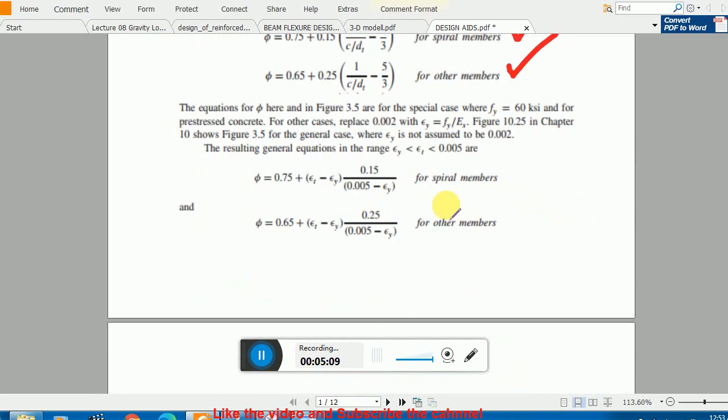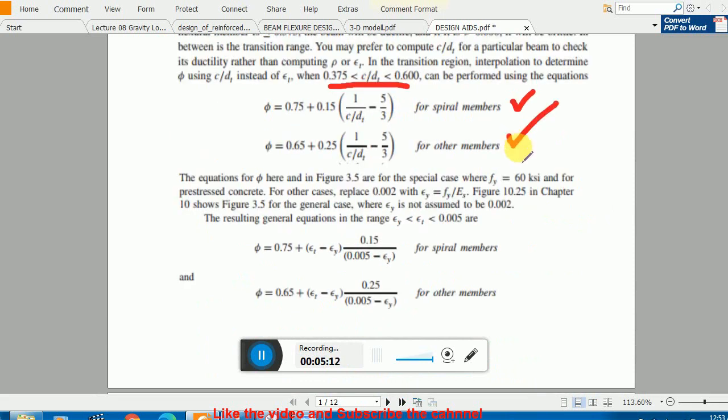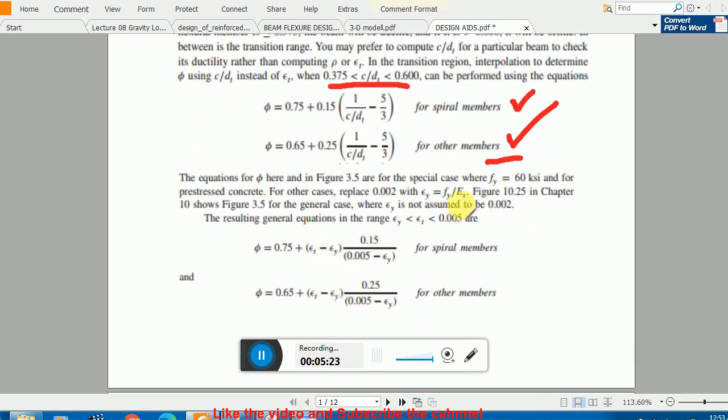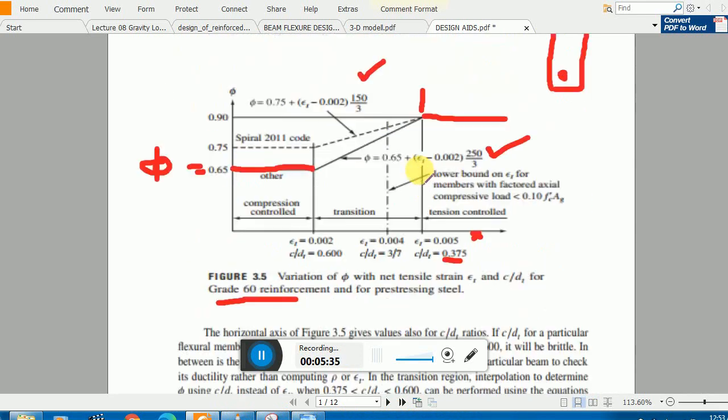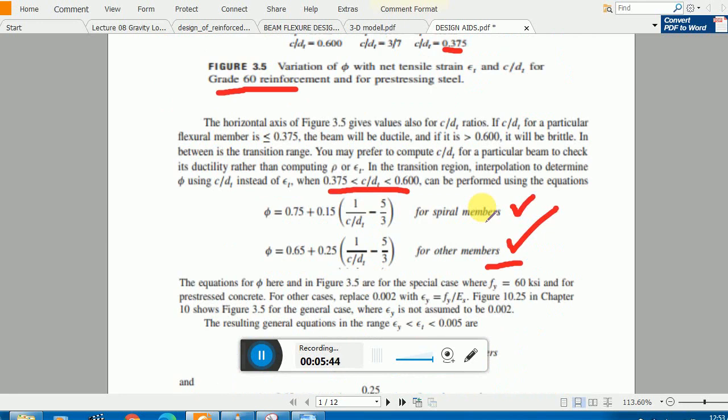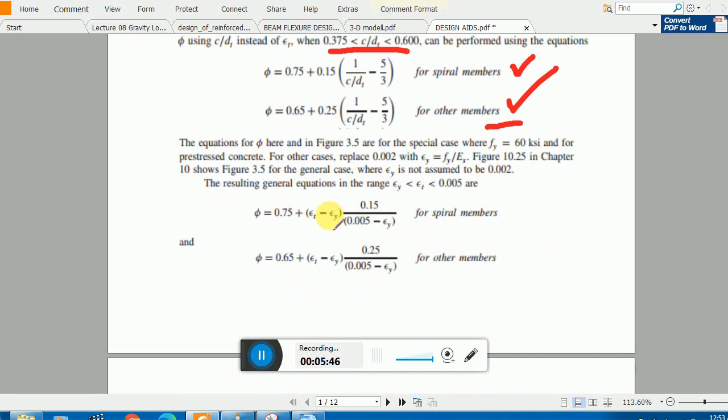Now for example, if you have a steel whose yield stress is not equal to 60 KSI, let's say 40 KSI, 50 KSI, or 70 KSI, then you have to replace this value by epsilon y, and epsilon y is what? Fy divided by Es. E is 29,000, and Fy is, let's say, 40 KSI or 50 KSI, so you get that one. Remember, this 0.002 is basically 60 divided by 29,000, which gives you 0.002. Similarly, if you have a 40 KSI steel, then you just plug in 40 divided by 29,000. So here you got it.